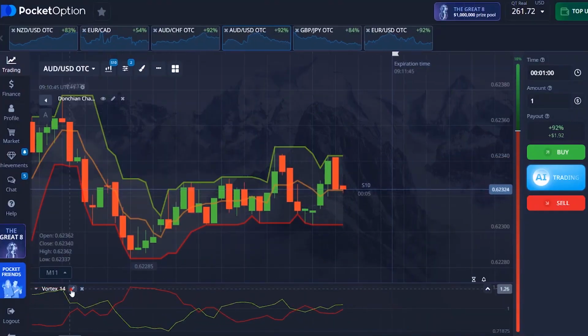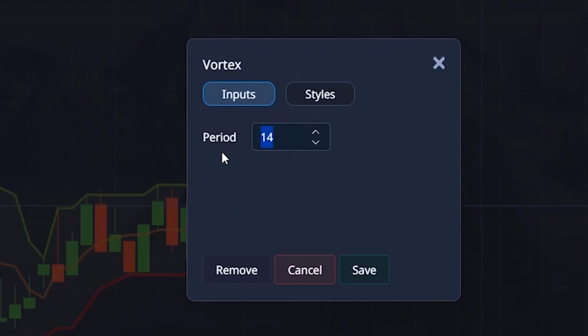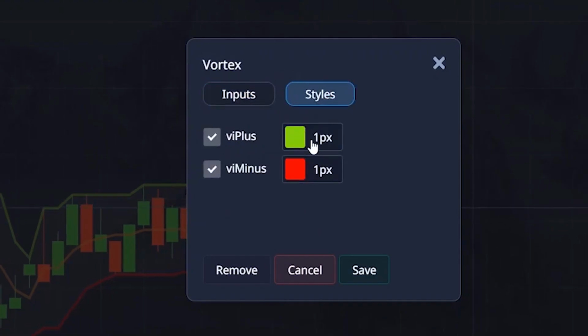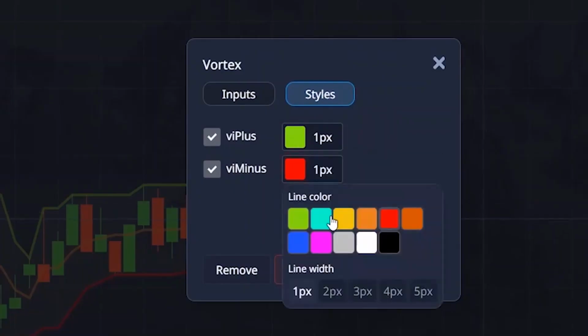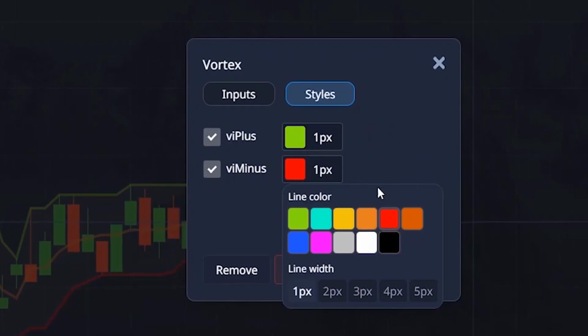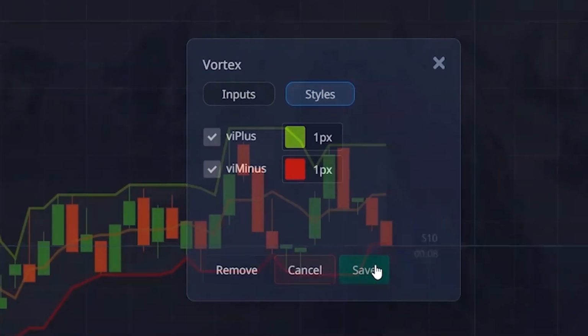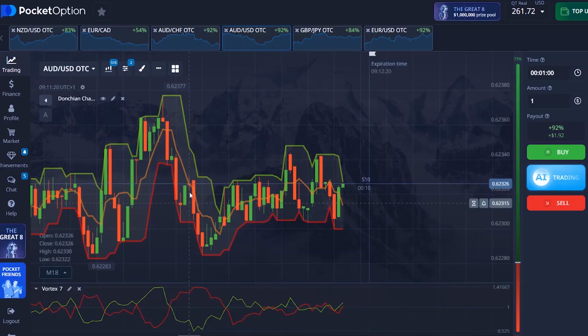On our Vortex indicator, we're going to be using the period of 7. On the style level, we're going to make use of the same green color, and I'm going to be using it on 1 pixel. Then I'm going to be using the red color, on 1 pixel again. When you're done, just click on save. After the settings, you should be able to have this kind of chart right here.